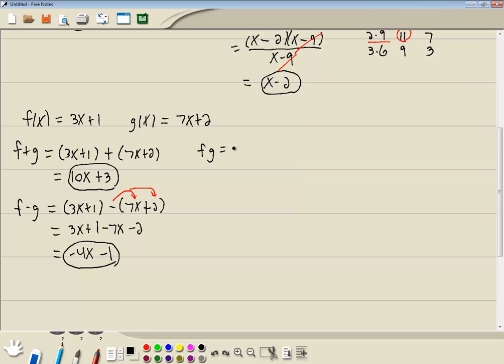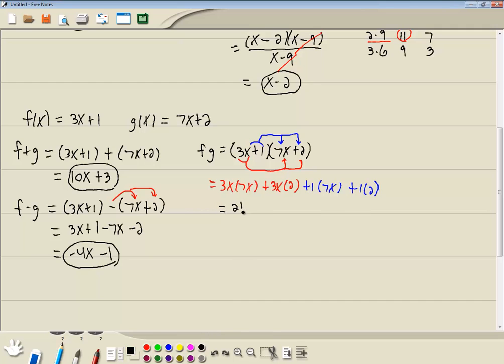Okay, f times g. Put parentheses around each one, and by having the parentheses next to each other, that indicates a multiplication. You could also do a times there if you want. Now we're going to multiply these together. FOIL, if you learned that method. We're going to take the first term here, the 3x, and multiply it times each term over here. So we've got 3x times 7x. We've got 3x times 2. Then we'll take our second term, which is the plus 1, and multiply it times each term over here. So I've got 1 times 7x, and I've got 1 times 2.